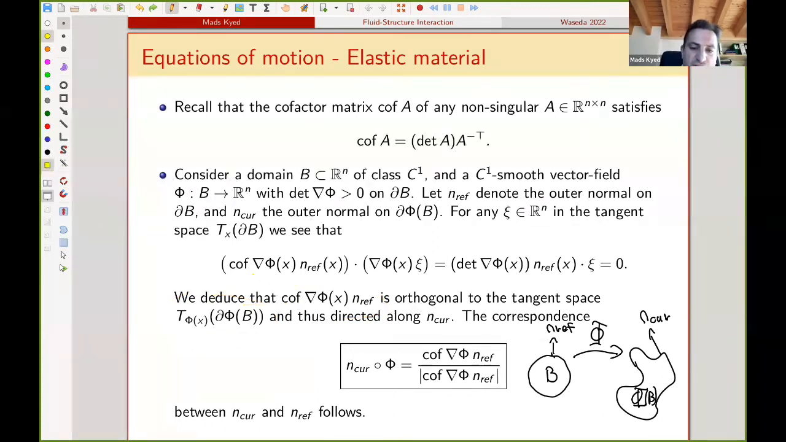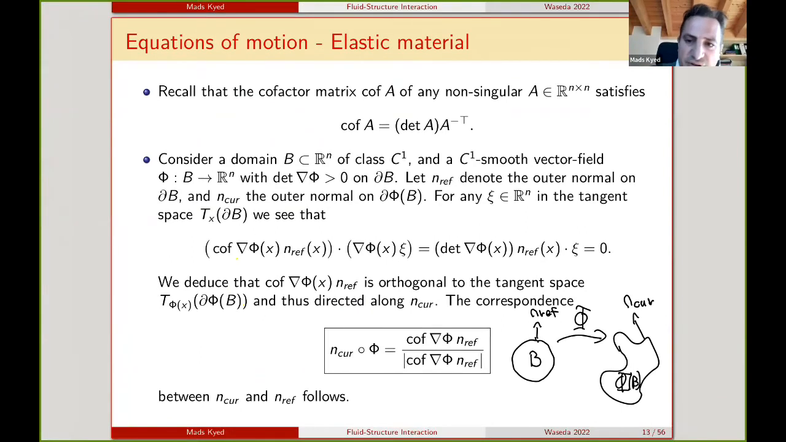So, obviously, this means it's directed along the current configuration normal. Anyhow, so this gives you the formula below. So the cofactor matrix of gradient phi times n_ref is a vector which is directed along n_cur. So if you normalize it, then you get the normal vector in the current configuration, and you obtain this relation between the current configuration and reference configuration normal. So we will be using this quite a lot.